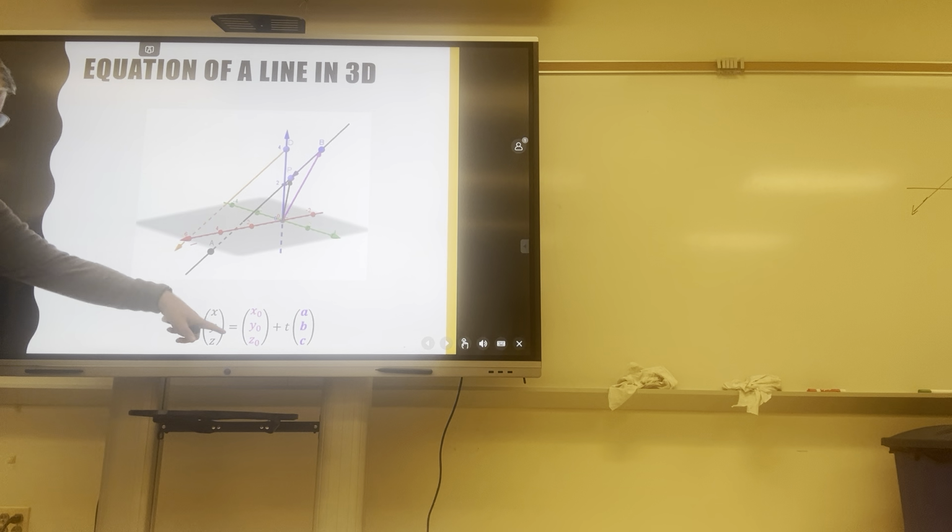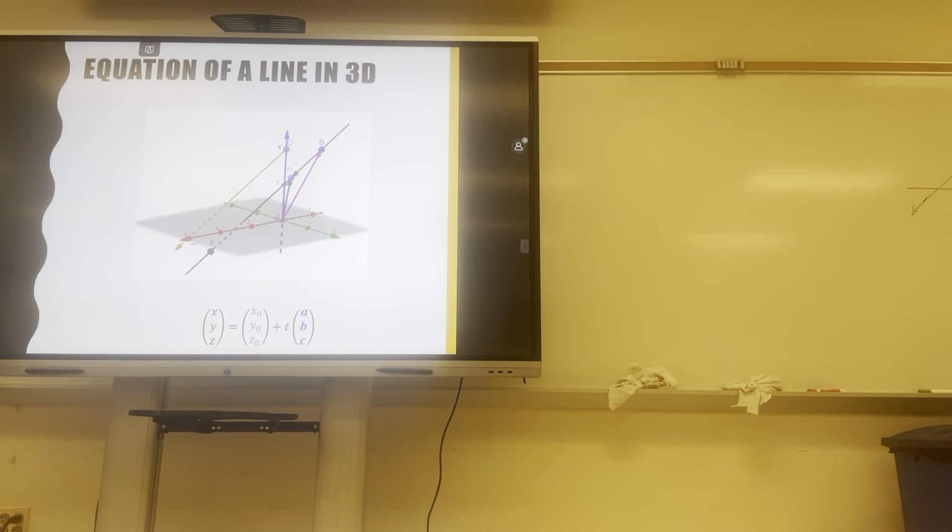This is what is called the vector form of the equation of a line in 3D, okay? It starts out with a generic position vector, x, y, z. It's equal to a specific position vector. So that first thing has to be a position vector that goes to a point you know is on the line. So those components, x0, y0, and z0, because it's a position vector, the endpoint coordinates and the components are the same. So those components are just the coordinates of one point you know is on the line.